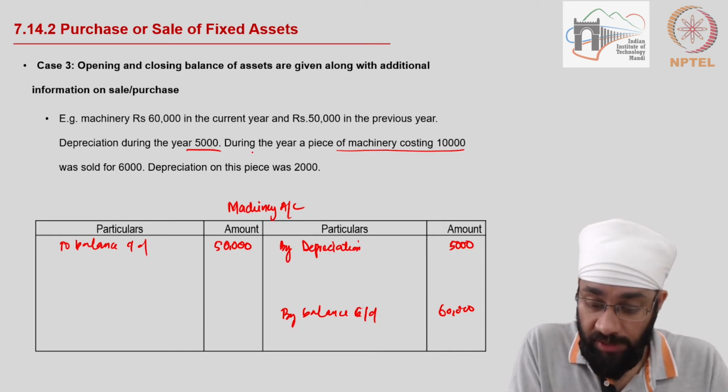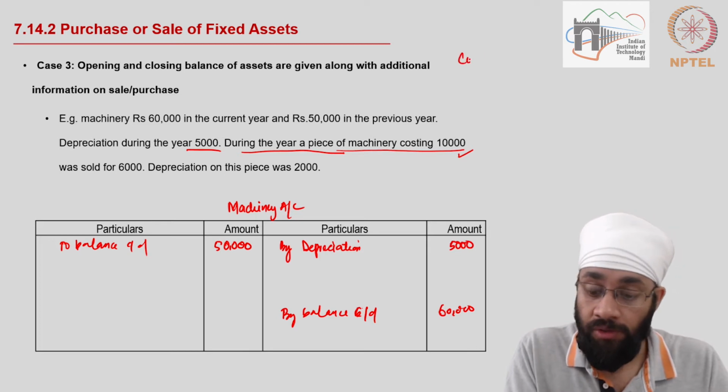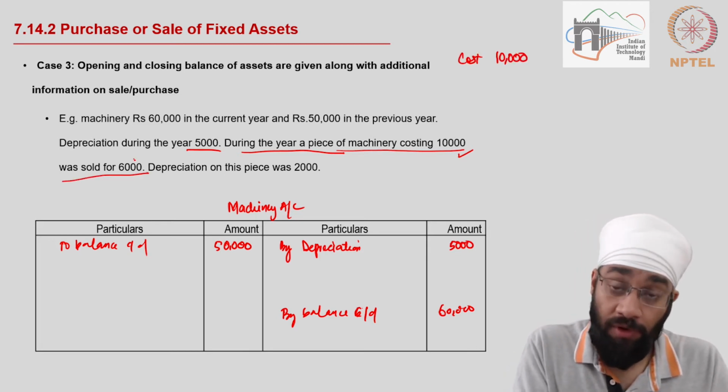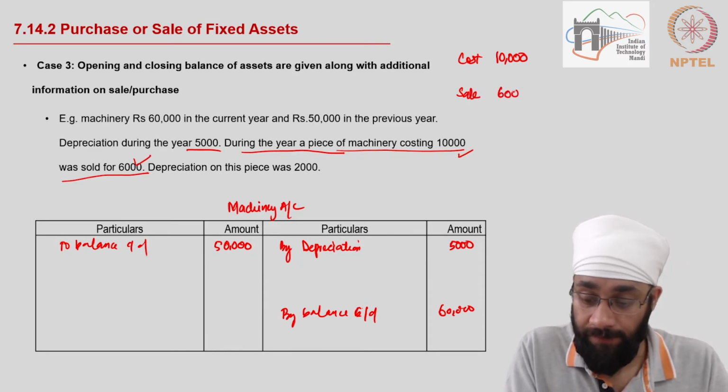The new information is that during the year a piece of machinery which cost 10,000 was sold for 6,000. So the cost of this machine was 10,000, and the selling price was 6,000.